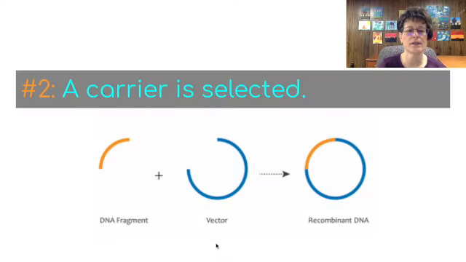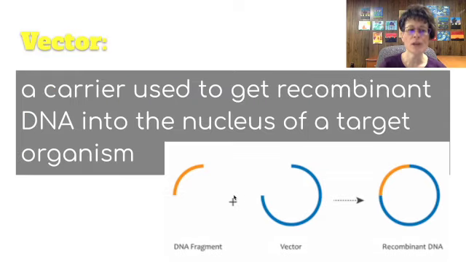Then a carrier is selected. This carrier is called a vector, and this vector is what's called a plasmid. And a plasmid is a ring of DNA in a bacterial cell, like E. coli. So a vector is a carrier used to get recombinant DNA into the nucleus of a target organism. Now, when I say recombinant, that sounds like recombined. So when I talk about recombinant DNA, it's just DNA that we have recombined.